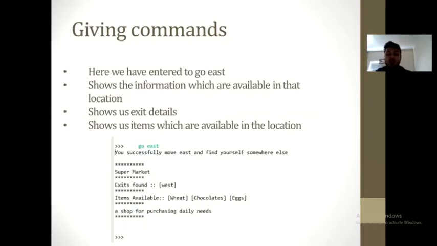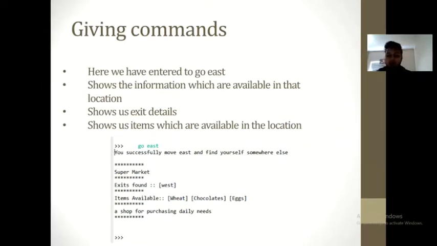Giving commands, we have different commands here. So here we have tried to show that from the office, if we say go east, what shall it do? So it says that it will move to a different location. It says you successfully moved east and find yourself somewhere else. So that's a supermarket. From there, the exit found is west, and the available items there are wheat, chocolates, and eggs.